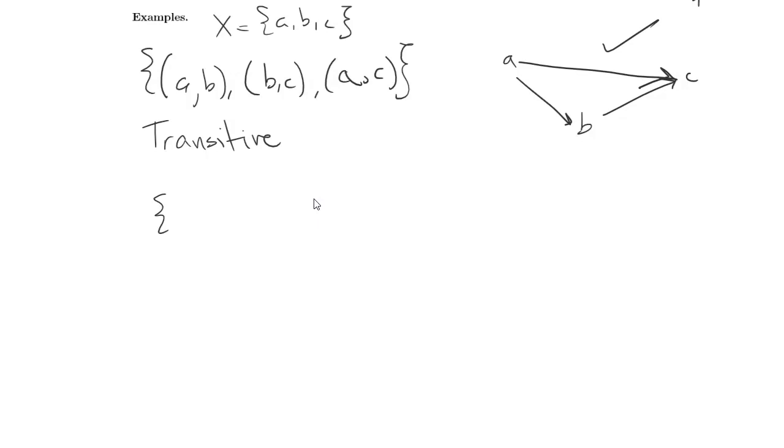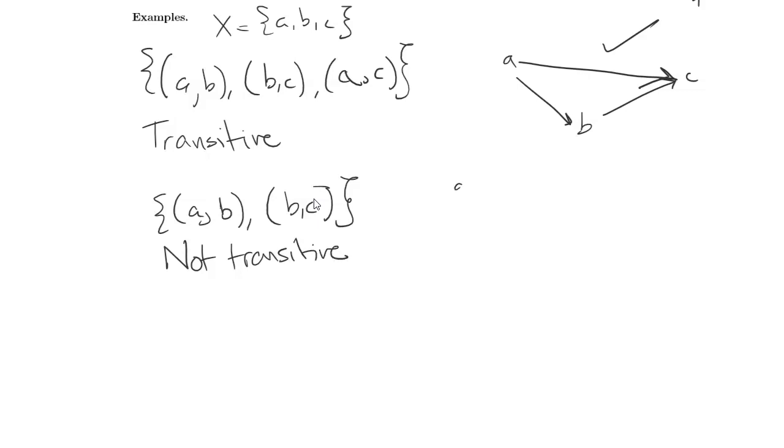Meanwhile, the relation AB and BC with no other pairs is not transitive. So in this relation, I can get from A to B, and I can get from B to C, but the edge from A to C is not there, and so that makes the relation not transitive. Any time I have a path between two vertices, I have to be able to get directly from one vertex to the other.